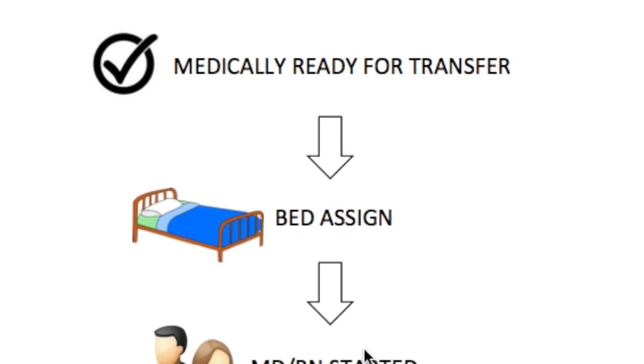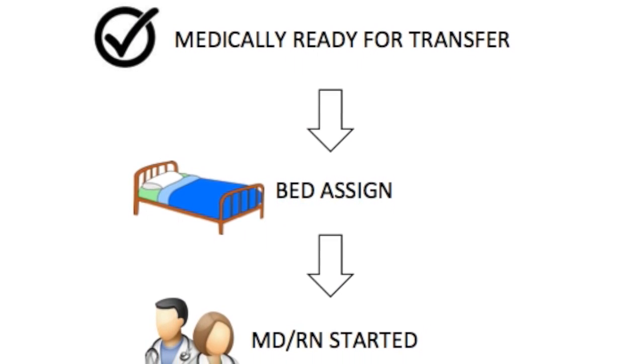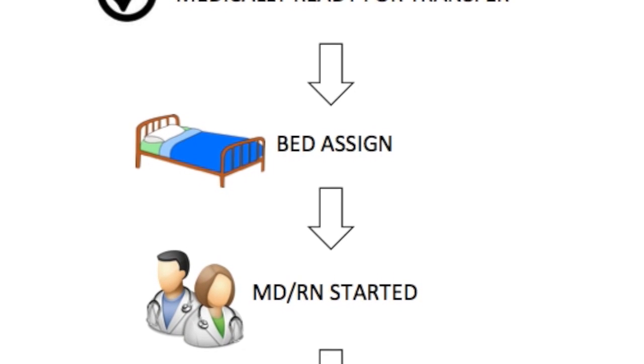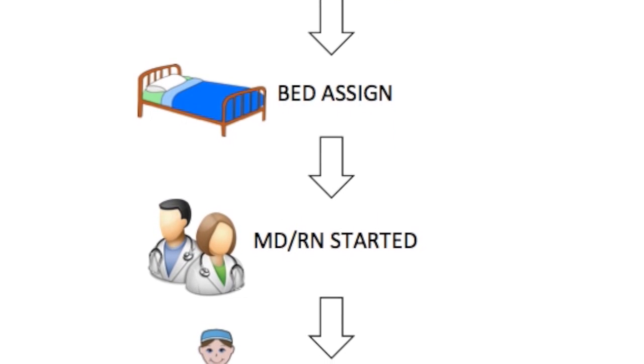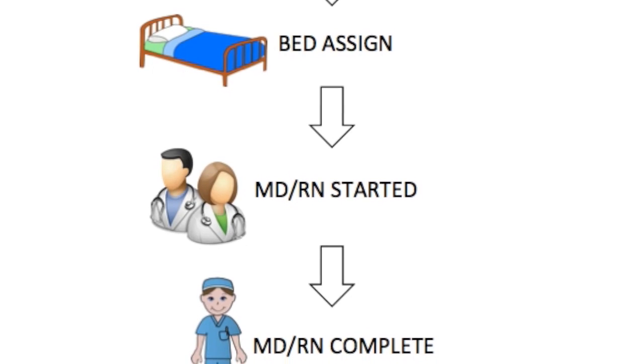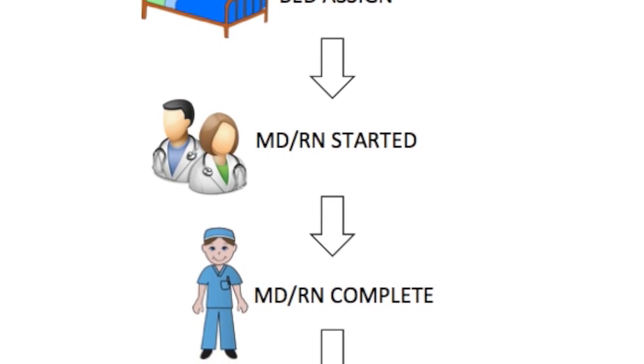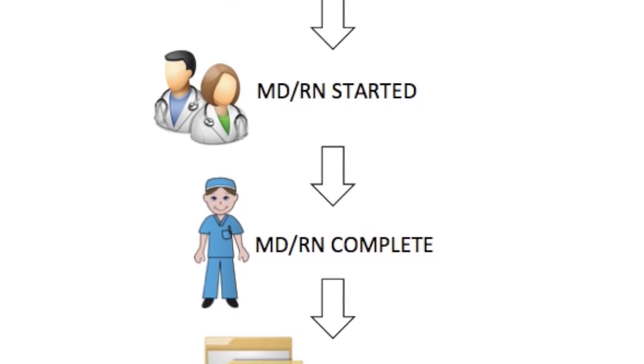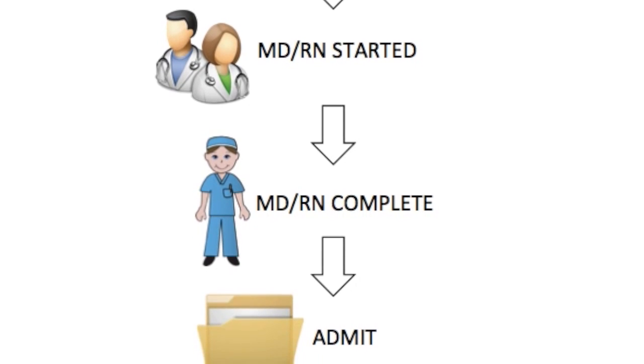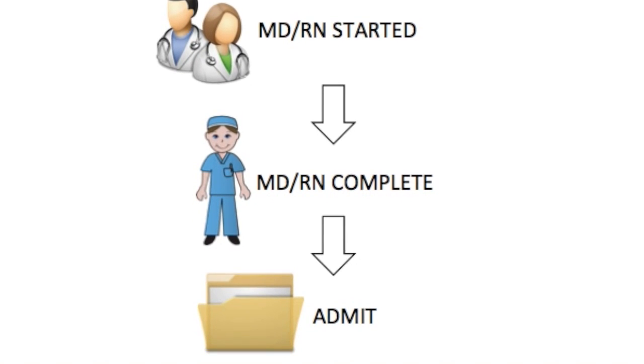The predictive algorithm we created first breaks down the process into 5 steps. Starting with being medically ready for transfer, a patient must have a bed assigned and receive approval from the inpatient unit. Then, nurses and doctors begin conversing, and upon completion of the handoff, the process ends with the patient being admitted to the new unit.